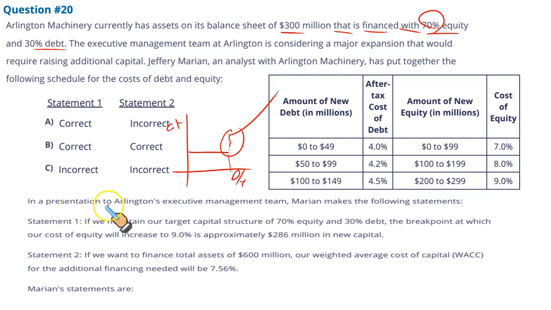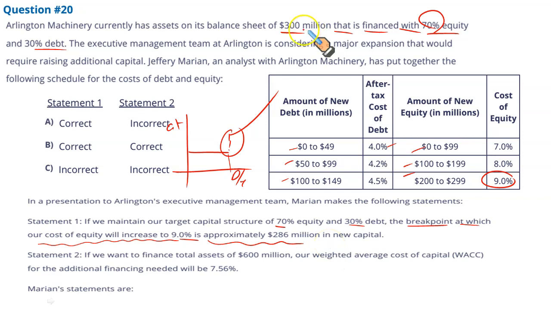So in presentation to Arlington's executive management team, these are the break points at different levels of debt and equity given here. Marion makes the following statements. We need to determine which of these statements are correct. First, if we maintain our target capital structure of 70 equity and 30 debt, the break point at which our cost of equity will increase to 9% is approximately $286 million in new capital.